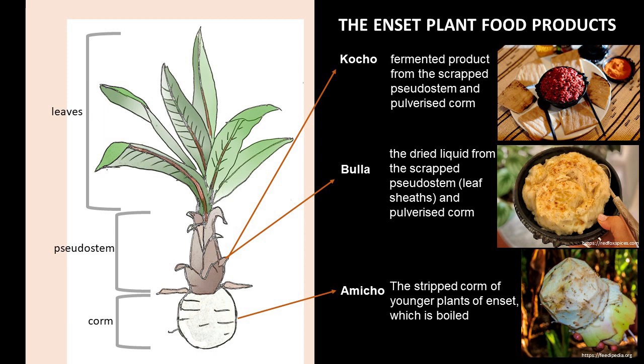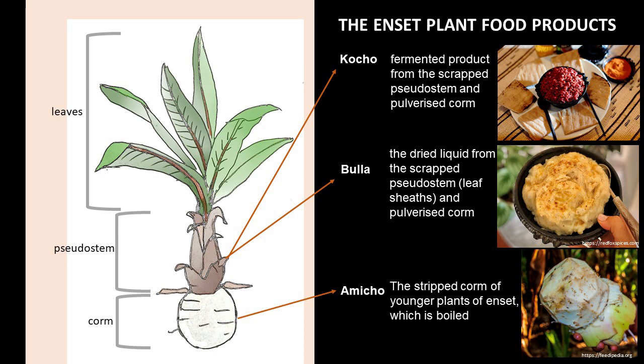The first one would be amicho, which is the corm, and you will normally use a very, very young enset for amicho because the corm is considered better the younger it is. So once you use the amicho, you kill the plant and you no longer have the enset, right? Amicho is boiled a bit like any tuber, like a potato or taro.